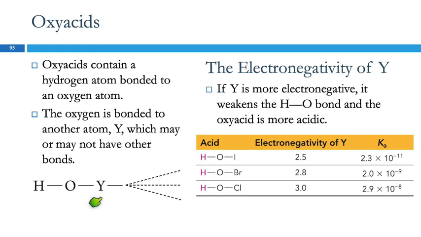If Y is very electronegative, it's going to pull electron density away from the oxygen. It pulls electron density away, and that makes the hydrogen-oxygen bond weaker than it was before. It's easier for that hydrogen to come off. So it's going to be stronger.